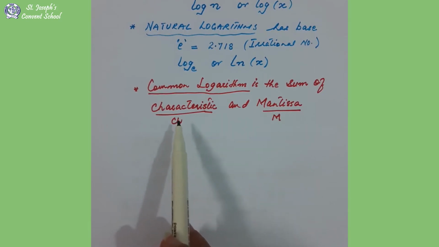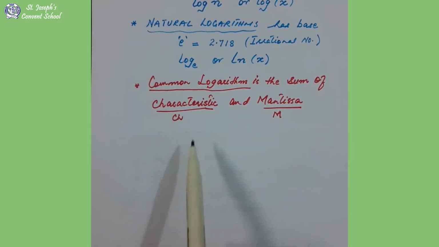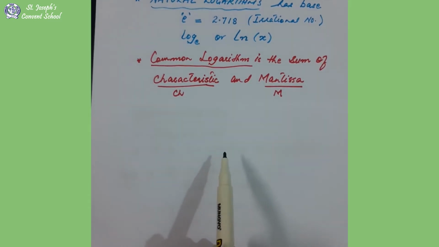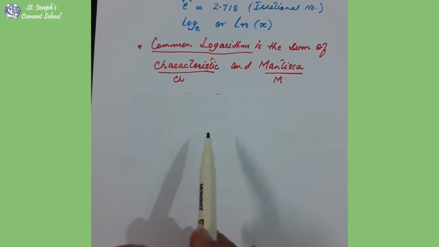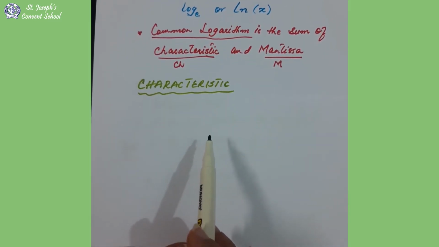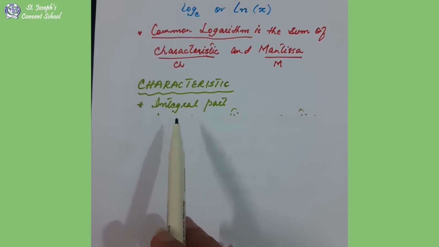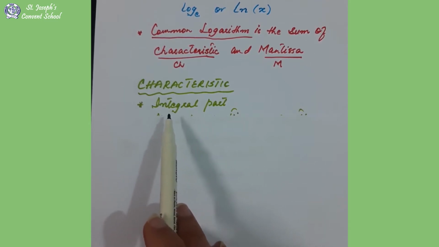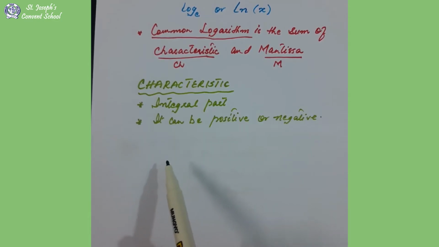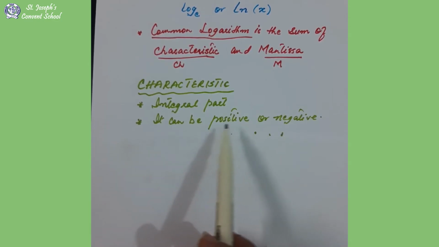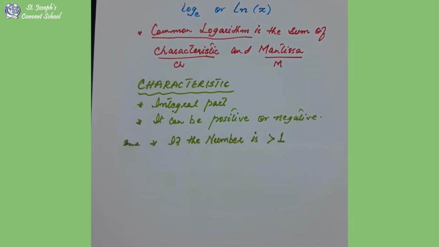Let's find the characteristic first. I'll explain how to find the characteristic. The characteristic is actually the integral part. This also comes in the MCQs, and it can be positive or negative.